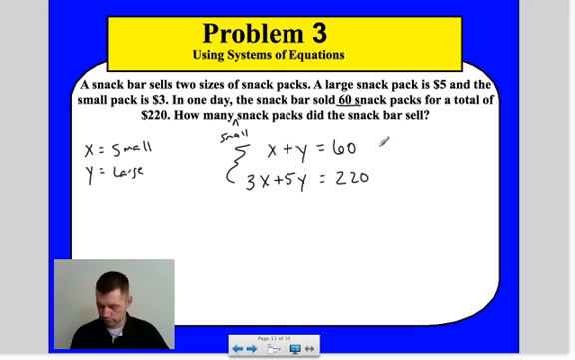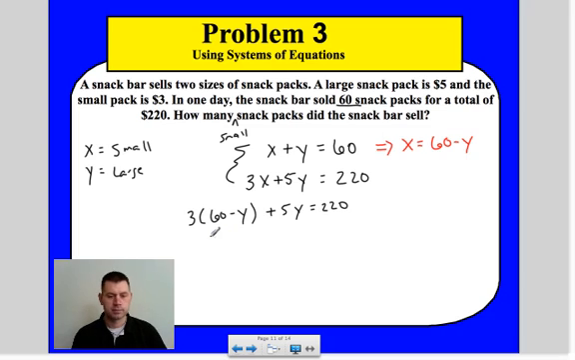So now we just have to solve for one variable, just like the last problem, problem number 2. I'm going to solve for x, so x equals 60 minus y. That way you get a look at how to solve for x. We always go into the second equation, the opposite one, because we used the first. So I'm going to put in 3 times 60 minus y, so we substitute out the x this time, plus 5y equals 220.